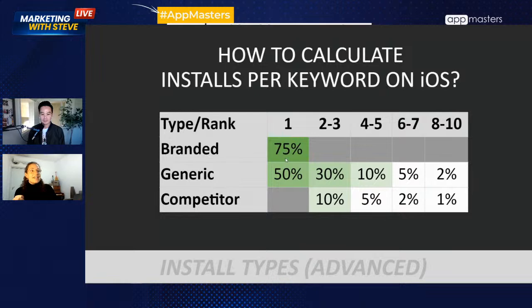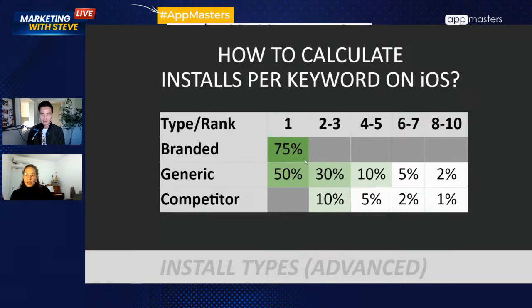So this is also why I think competitor keywords are important, right? Because it's only 75%. So where are all the other 25 going? To other apps, I guess. But this is the competitors part.